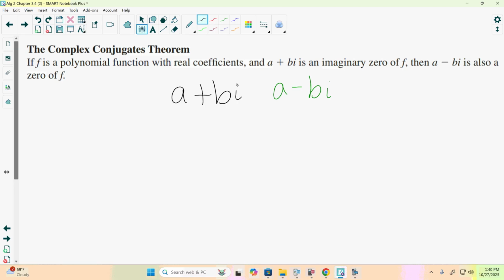So if we're given a plus bi, its complex conjugate is a minus bi. If we're given a minus bi, its complex conjugate is a plus bi. And this theorem states if we get a complex number as a solution, we have to have both. So if they tell us 1 minus i is a solution, it means that its conjugate 1 plus i has to be a solution. If we have one, we have to have the other. They always come in pairs.